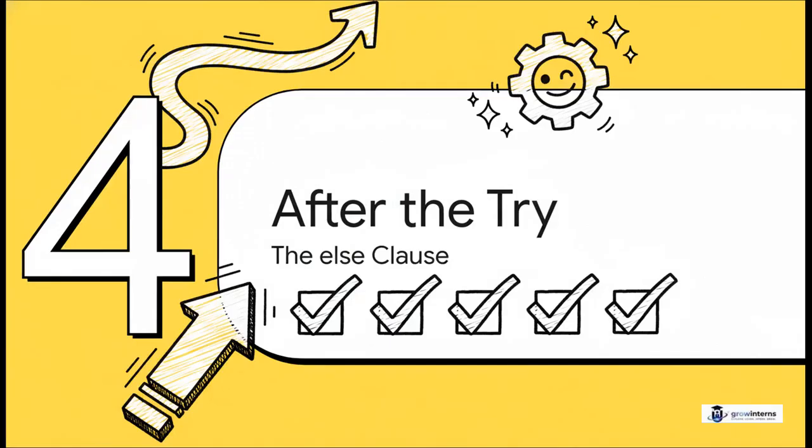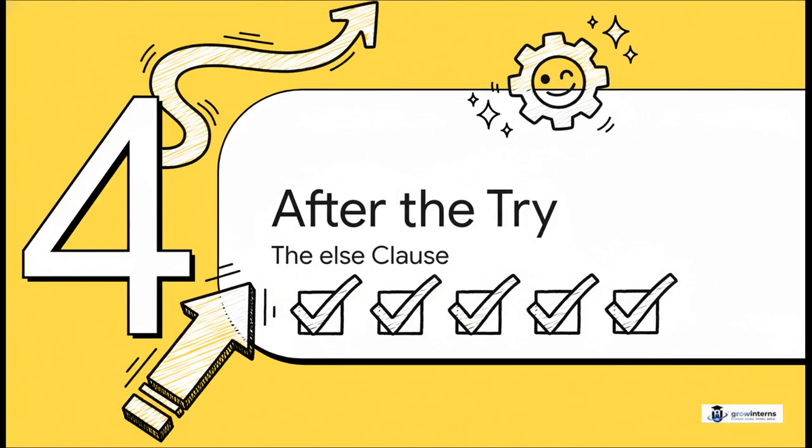But if the file opens just fine, but the content is, say, the word hello, then the second except block will catch the value error. This gives you super precise control over how your program reacts. Okay, so we've got a plan for when things go wrong. But what about when everything goes right?